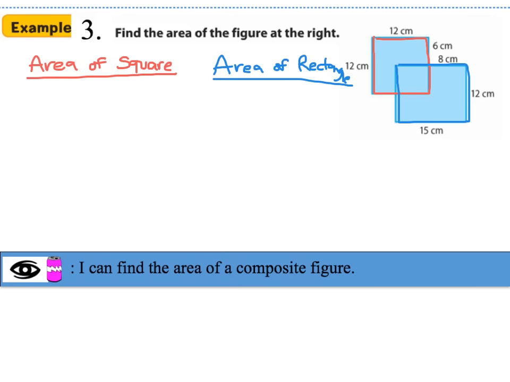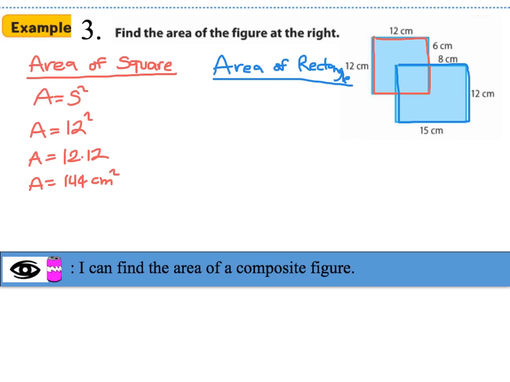Let's find the area of the square first. Area would be equal to side to the second power. I know that one side of the square is 12 centimeters, so area is equal to 12 to the second power, which is just 12 times 12. So the area of the square would be 144 centimeters to the second power.